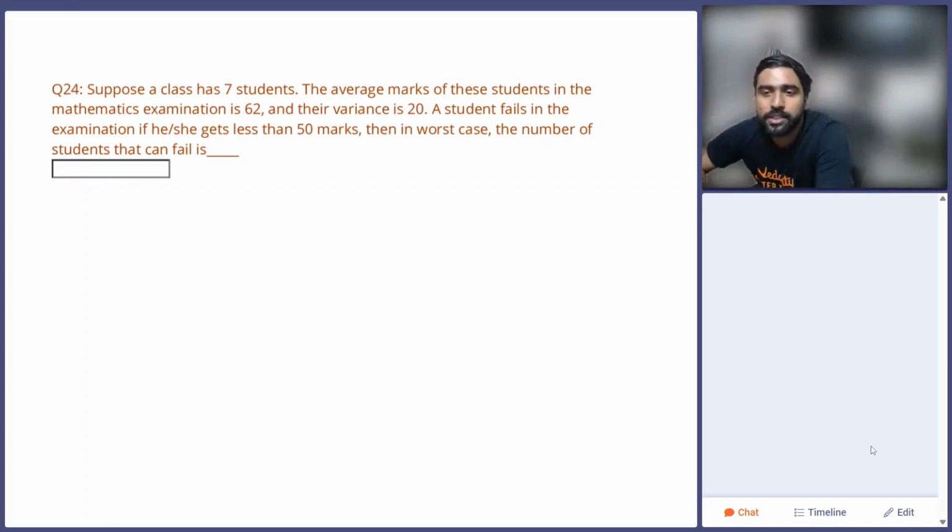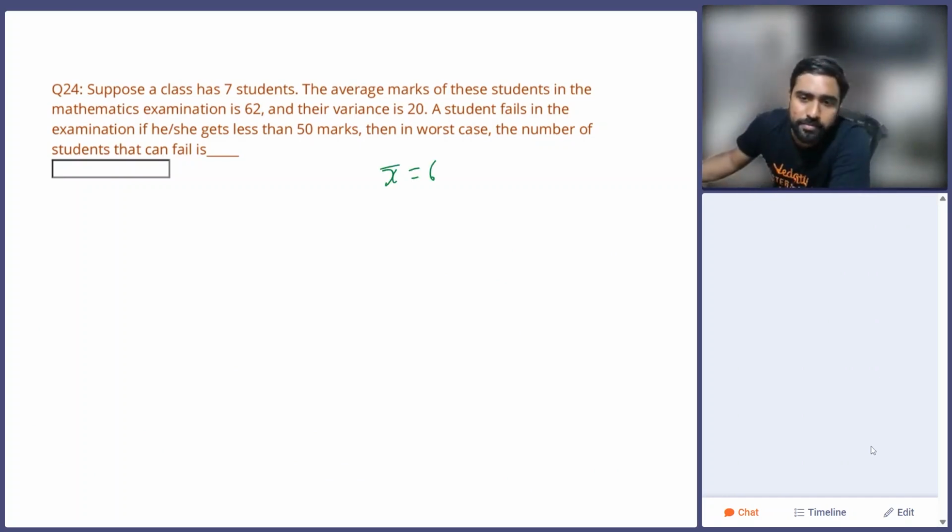Okay, a class has 7 students. The average marks of the students is 62. Very well. And the variance is given to you as 20. If a student fails in the exam if he gets less than 50 marks, then in the worst case, the number of students who fail is equal to what?